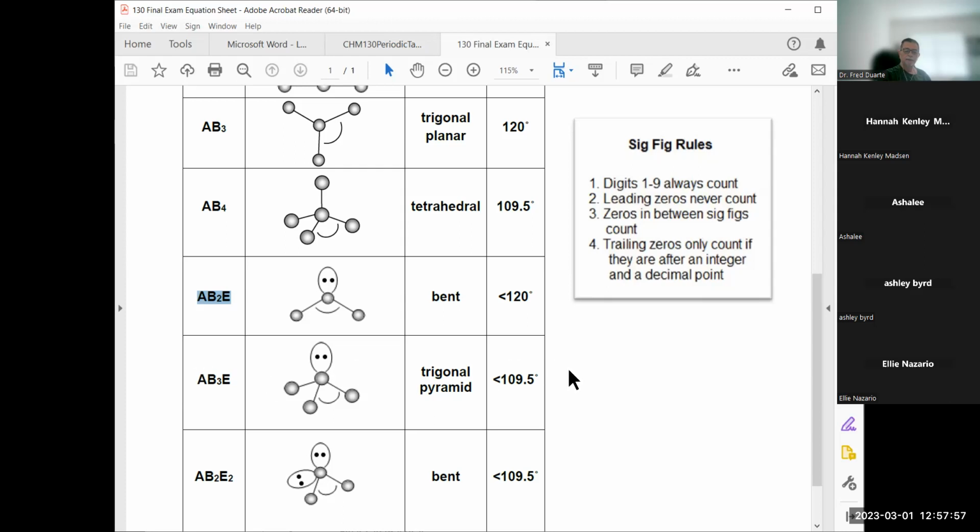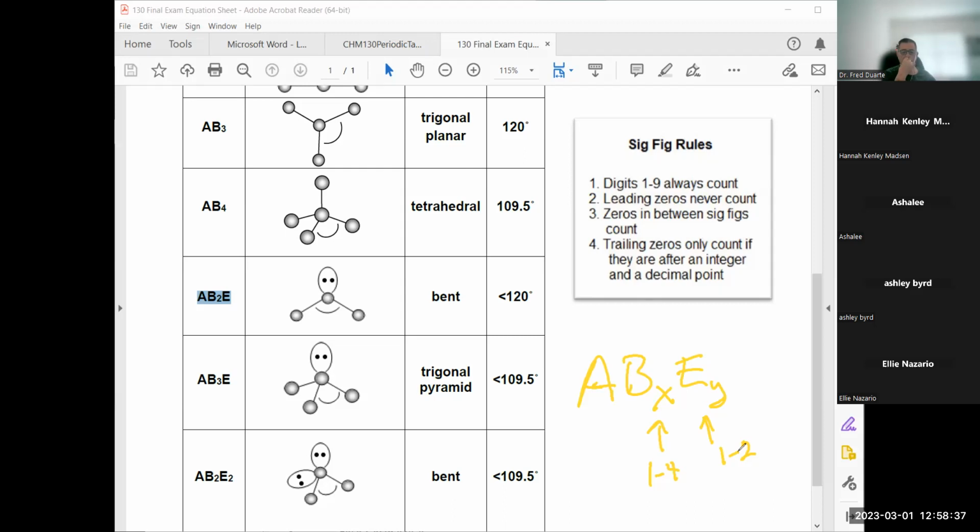Okay. But the idea of the ABE again is a general formula. A, which always will be there, is the central atom, and B with X and E, I'm just going to call that Y. Okay, where X and Y are numbers. X can vary from 1 to 4, and E can vary from 1 to 2. Okay.